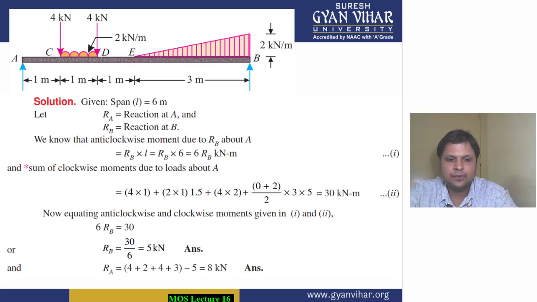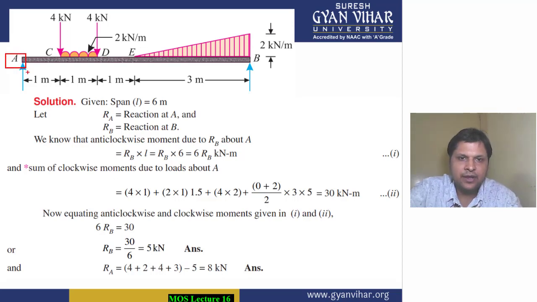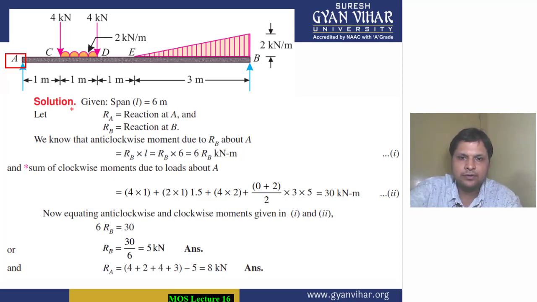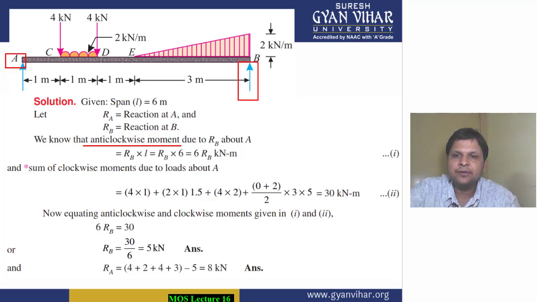So you can see, students, in the figure, first of all, we will use the condition of equilibrium, which says that the summation of moment about any point should be equal to 0. We are taking the point A about which we are going to calculate the moment of all the forces. So we will consider all the anti-clockwise moments. Now here the anti-clockwise moment will be developed by only one force, which is the reaction force at B.